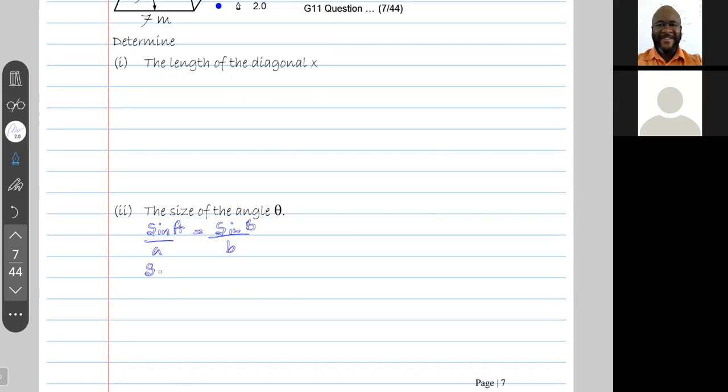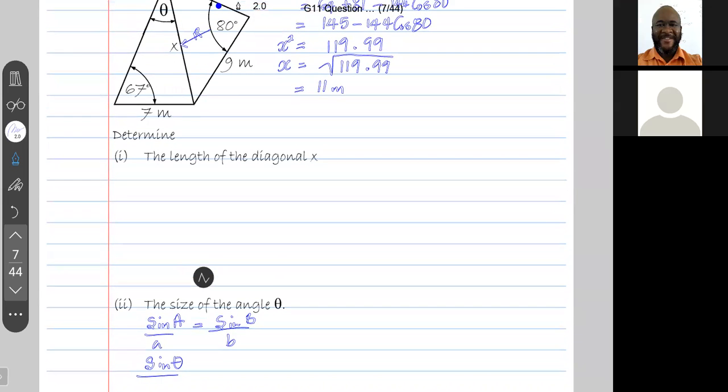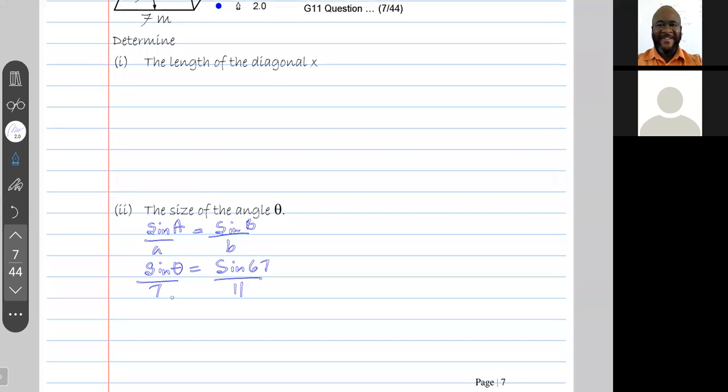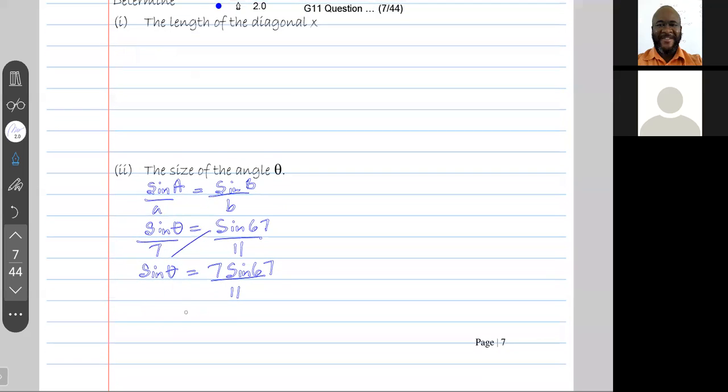So this is sine the angle theta, the side in front of the angle is 7, is equal to the sine of 67, and the side in front of that is 11. So I'm going to bring this across. I'm going to have now sine theta is equal to 7 sine 67 over 11.